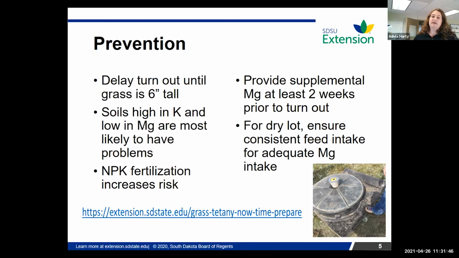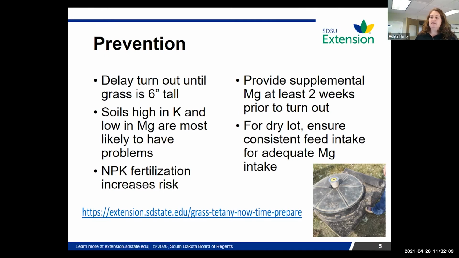And additionally, if there is anyone who fertilizes your pastures, specifically some of the introduced pastures with NPK, that can actually increase the risk of grass tetany as well. We don't see as much of that on the western side of the state, but there may be some of it in different areas. So just consider that in your management practices.